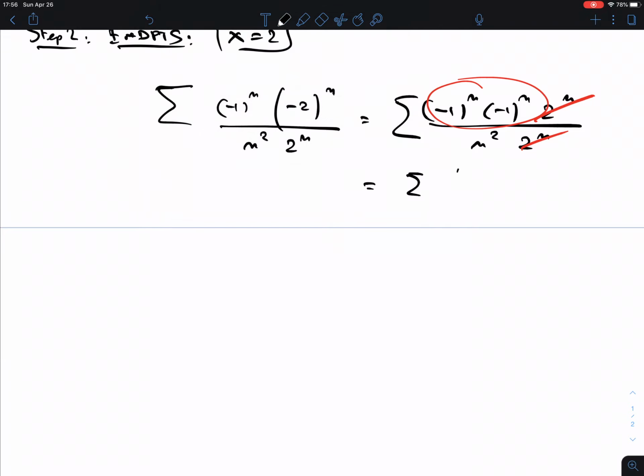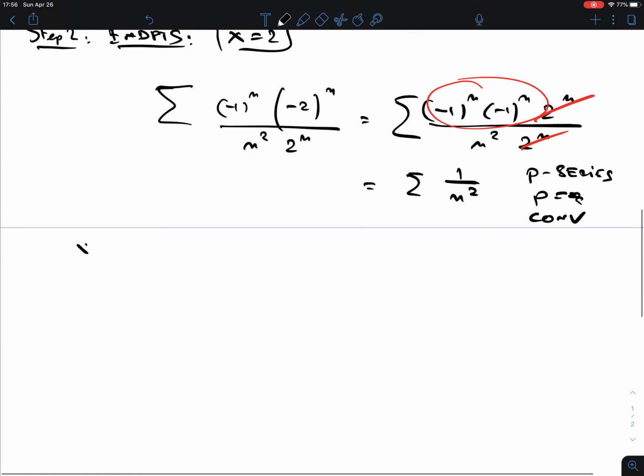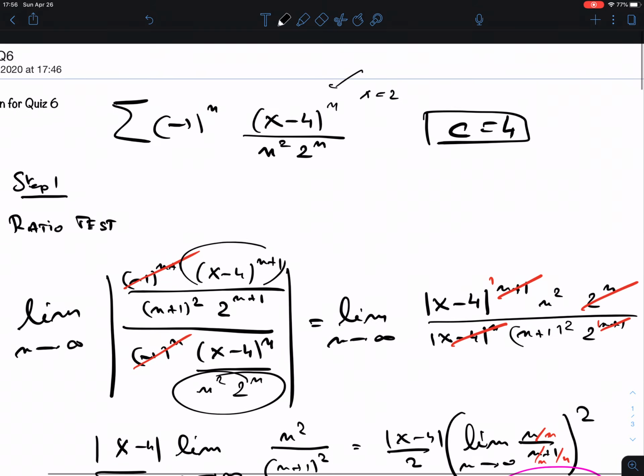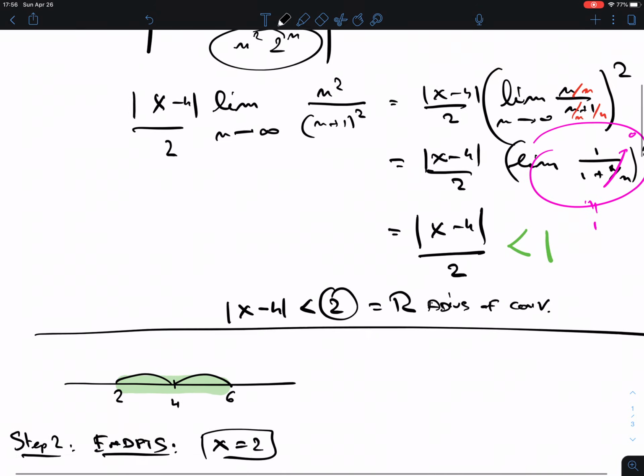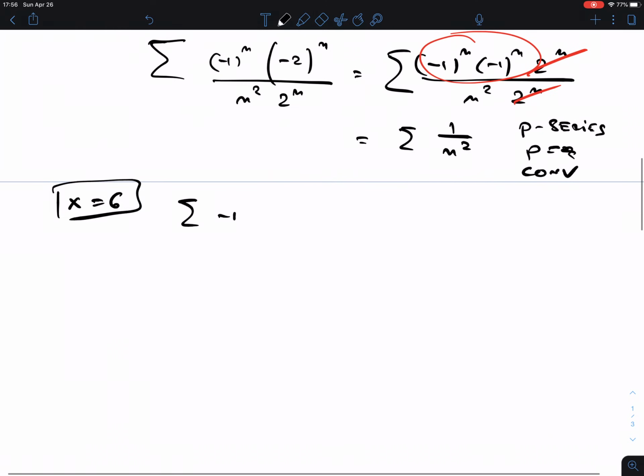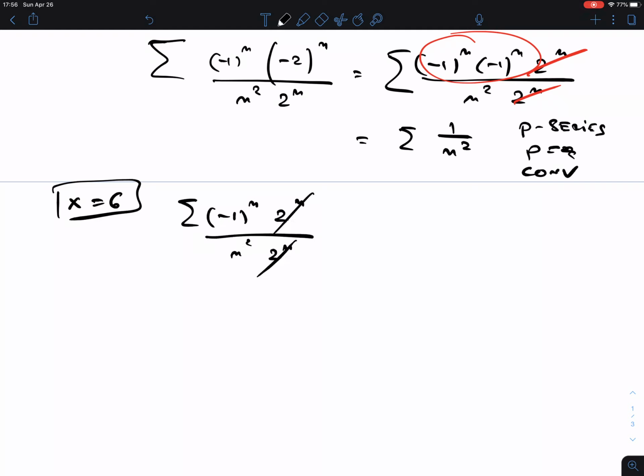So we get the summation of 1 over n squared. Now this is a p-series, where p is 2, and therefore this is convergent. That was endpoint x equals 2, the other endpoint is x equals 6. So we do the same thing, we plug in x equals 6 here, and we get the summation of (-1)^n, 6 minus 4 is now 2 to the power n, over n squared times 2 to the power n, they cancel again, and we get this series.